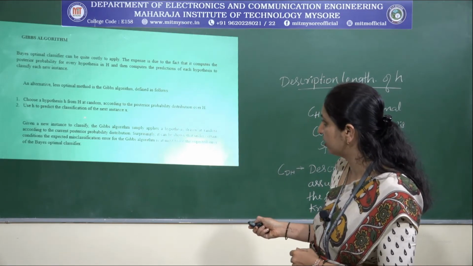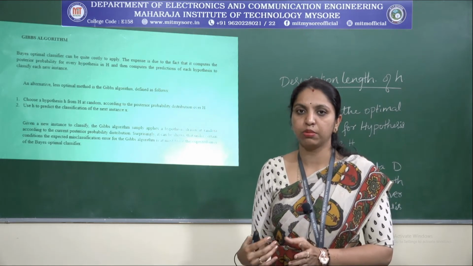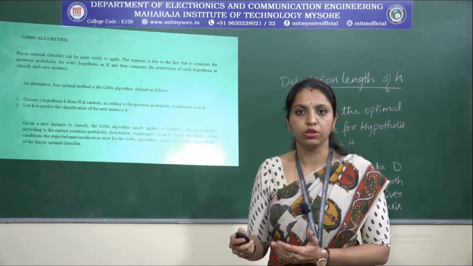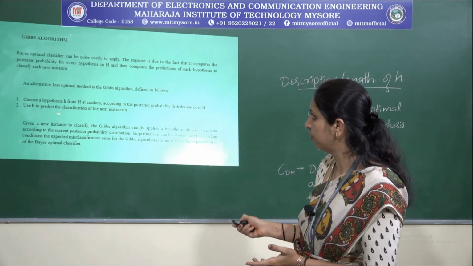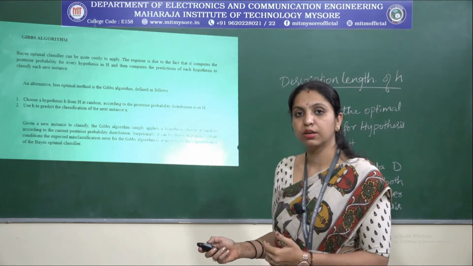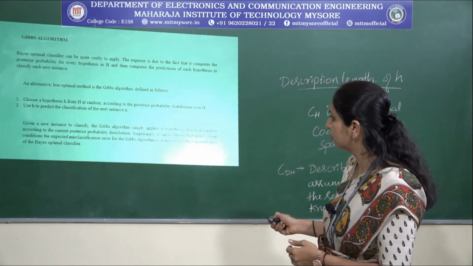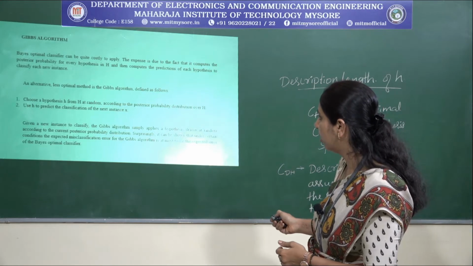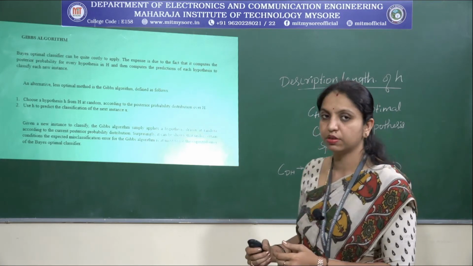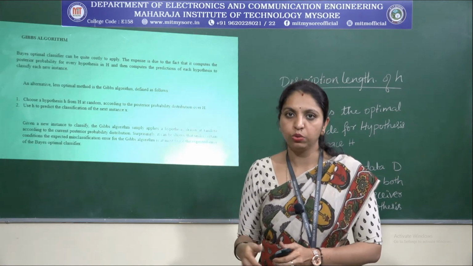Use h to predict the classification of the next instance x. Once it chooses the hypothesis randomly, we can use this hypothesis, that is small h, to predict the new instance. So these are the two steps that we follow in the Gibbs algorithm, but again there are some disadvantages of the Gibbs algorithm. Given a new instance to classify, the Gibbs algorithm simply applies a hypothesis drawn at random according to the current posterior probability distribution. As I have already indicated, it randomly chooses one hypothesis to predict the new instance.